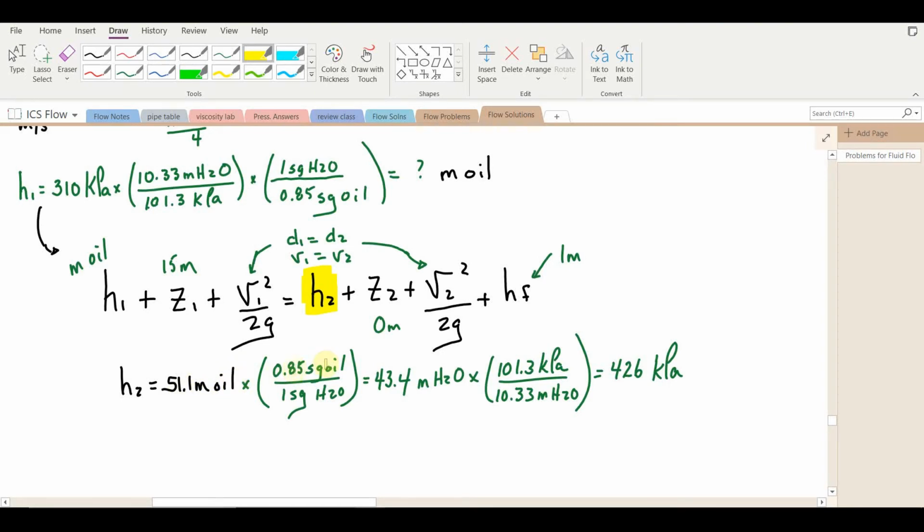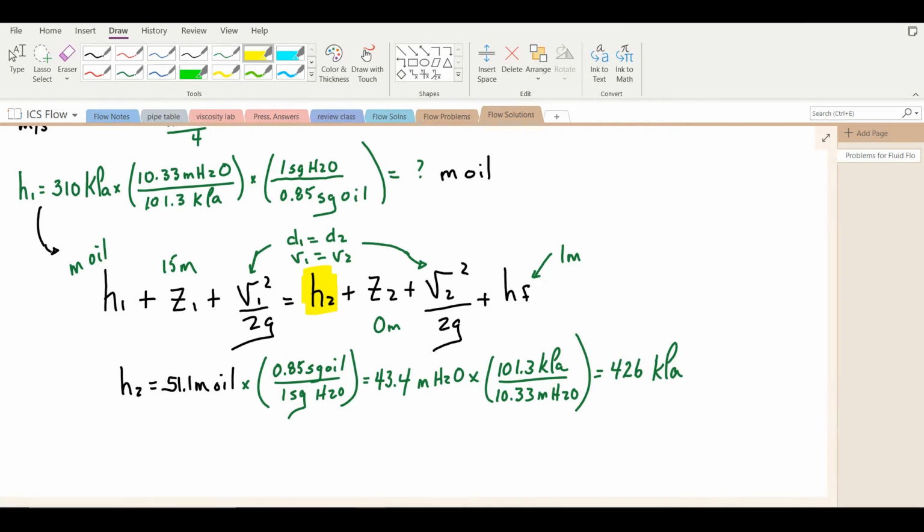Recall that the height of water would be less than the height of oil because water is more dense. So make sure you multiply by 0.85 this time rather than divide to get a smaller column of liquid. It would be less water. 43.4 meters of water. You can convert that into kilopascal, and that's 426. So that's the first part of the problem solved.